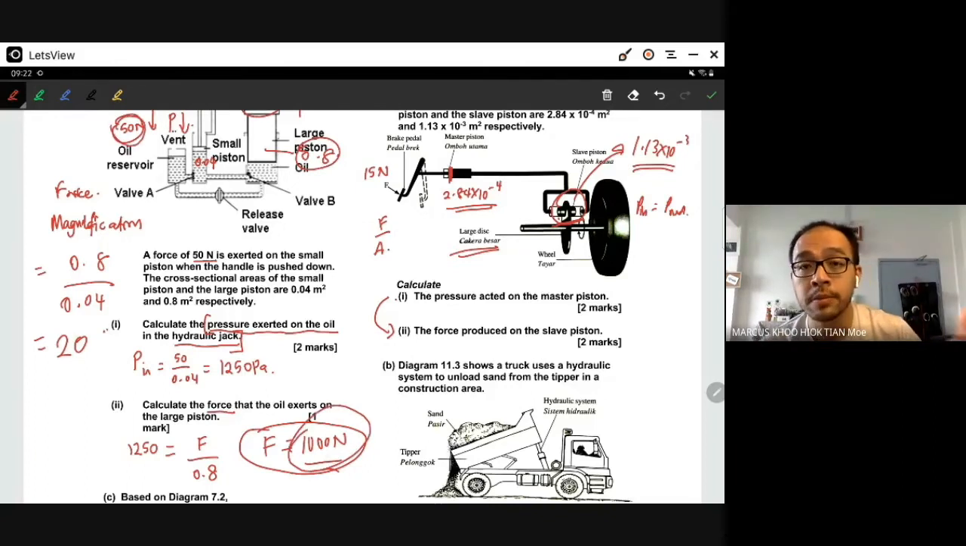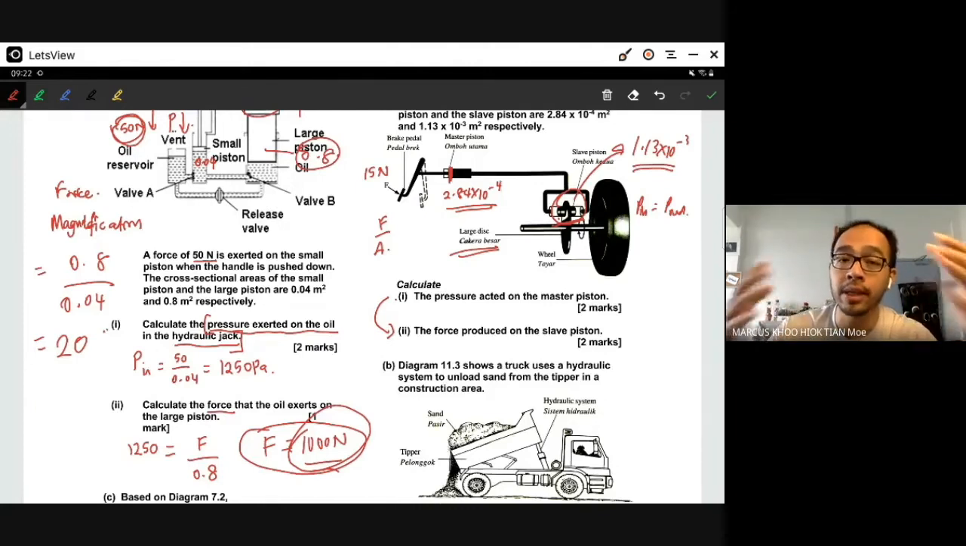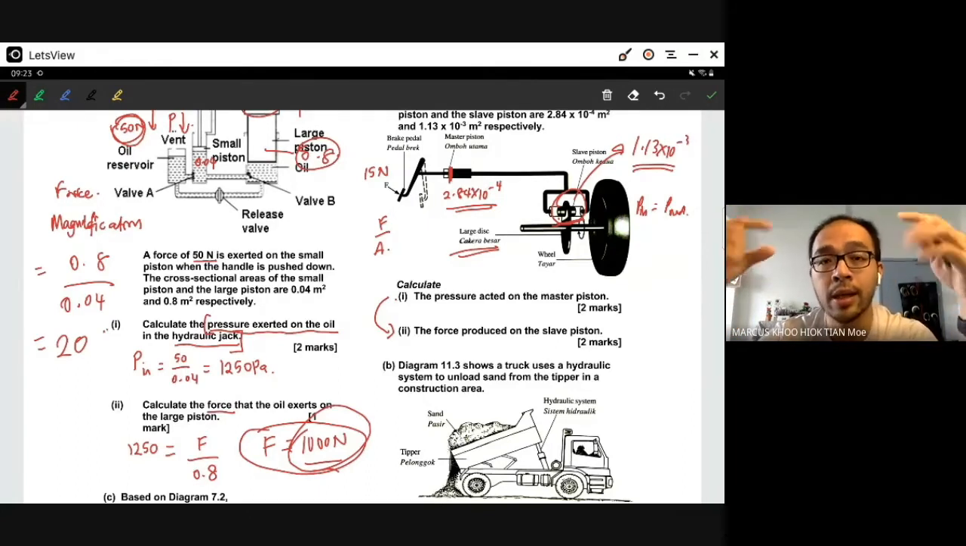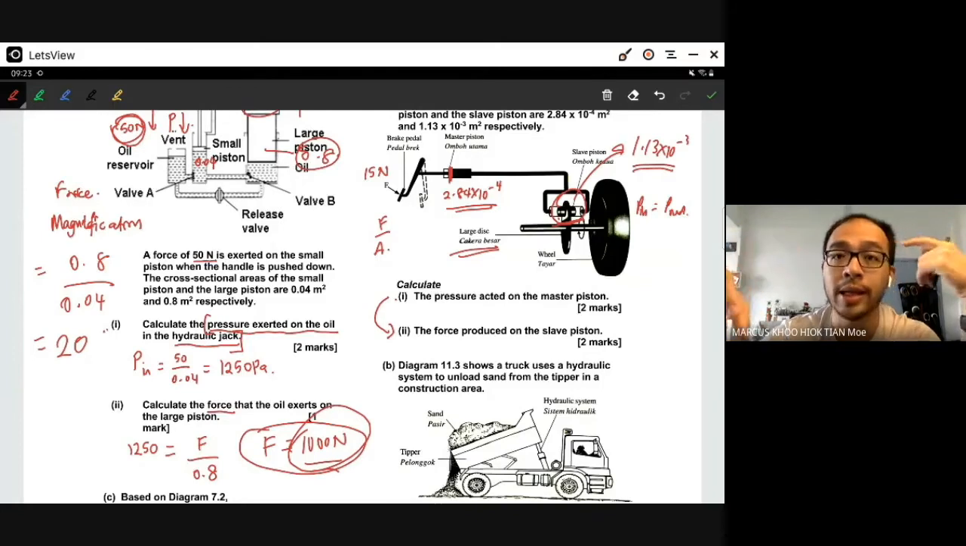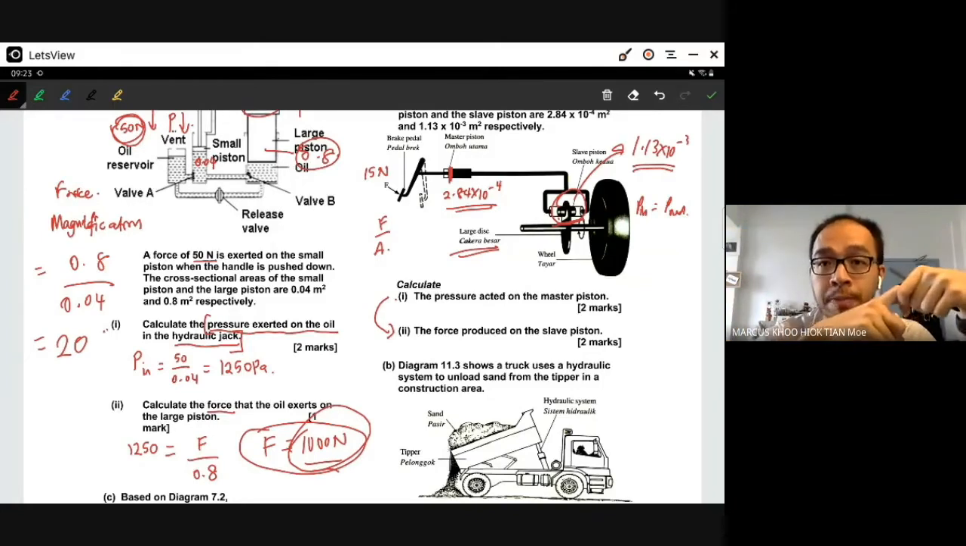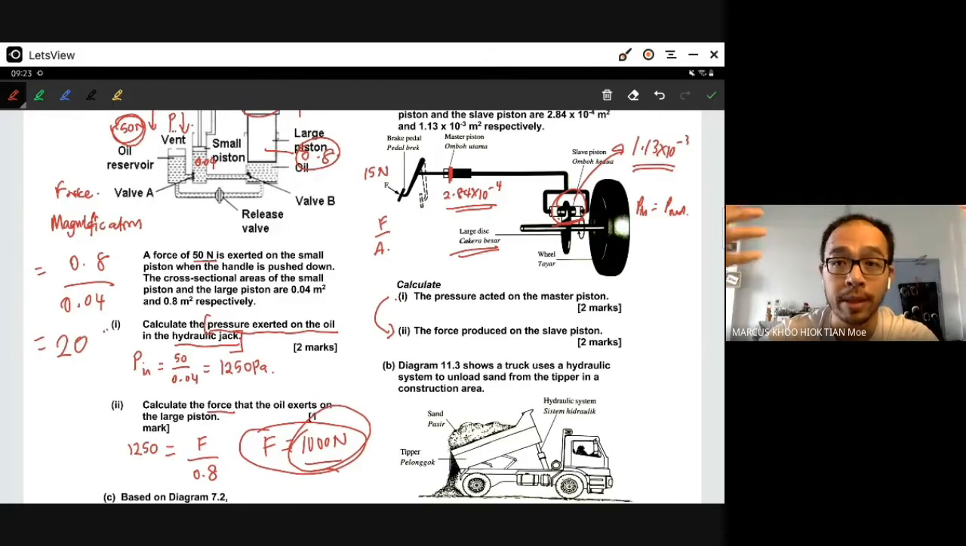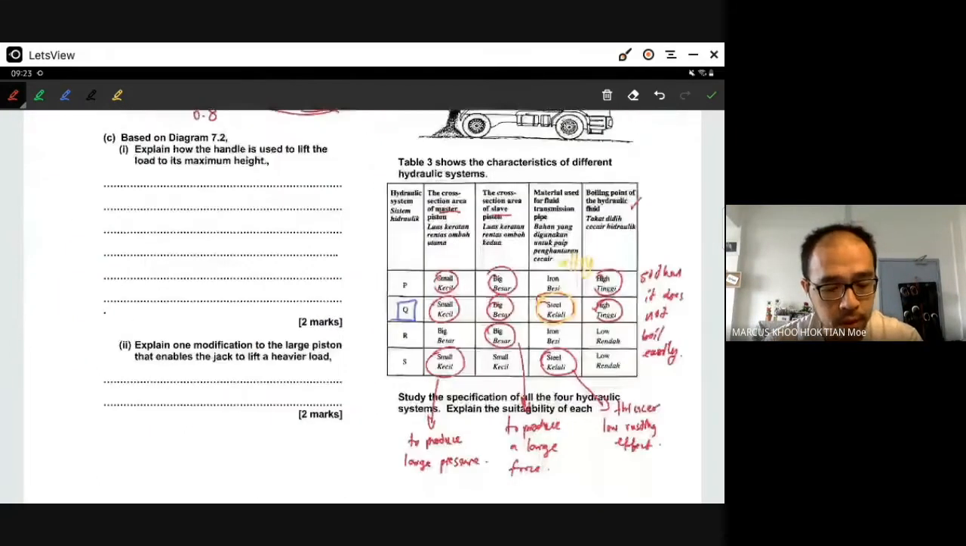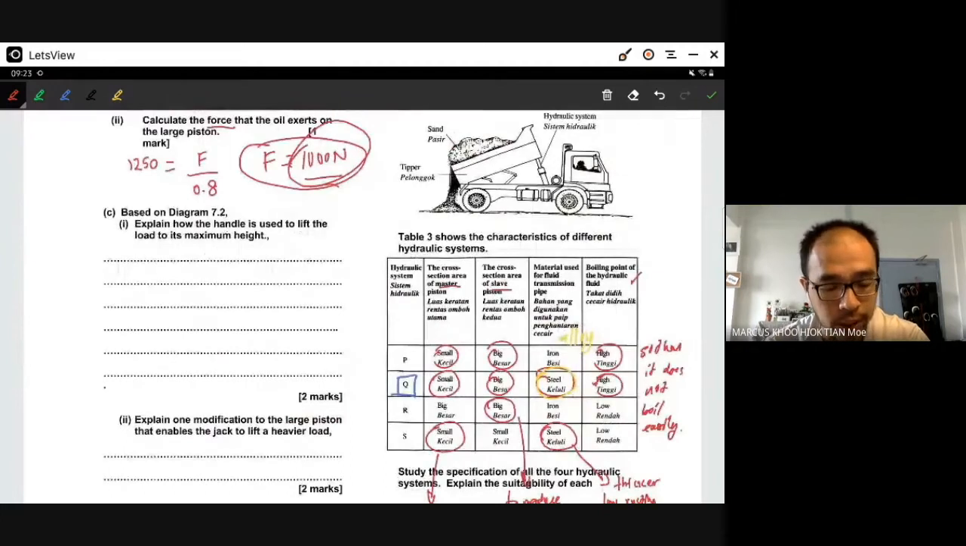Okay, so the magnification is a very important thing to understand, because the magnification shows us that the relationship between the force and the area is directly proportional. The bigger the area, the bigger the force. So the magnification proves that. Okay, based on diagram 7.2, explain how the handle is used to lift the load to its maximum height.